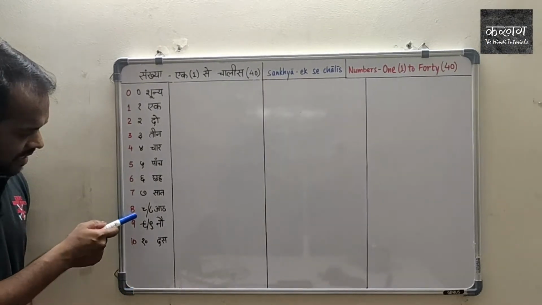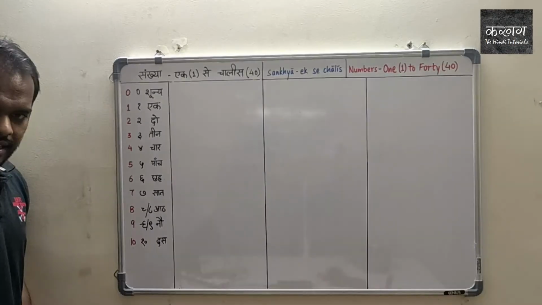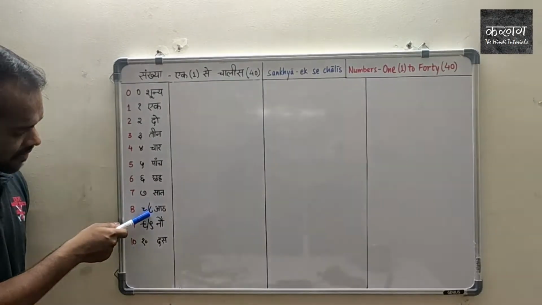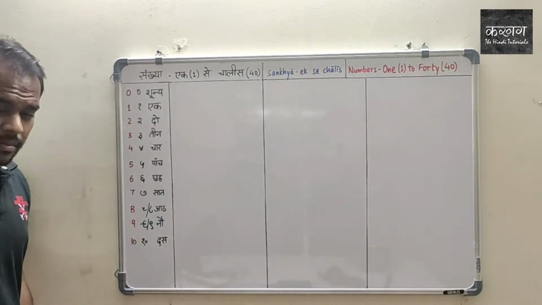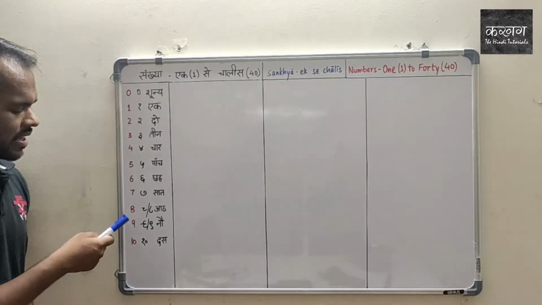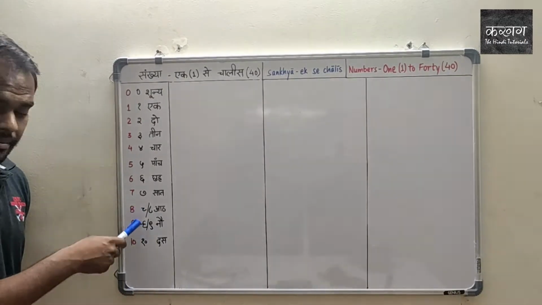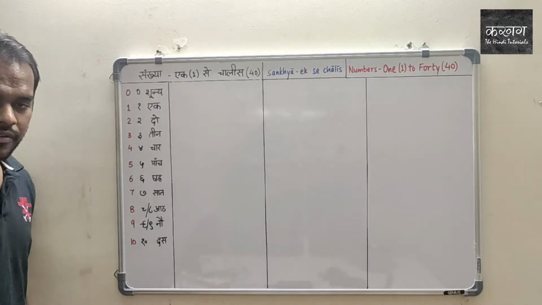Here you can see that in case of 8 and 9, I have written two numerals. The thing is that officially we have the right ones, but in some old books I have seen the left forms also. So that's why I have written both of them. You may encounter any of them written in any old books of Hindi.